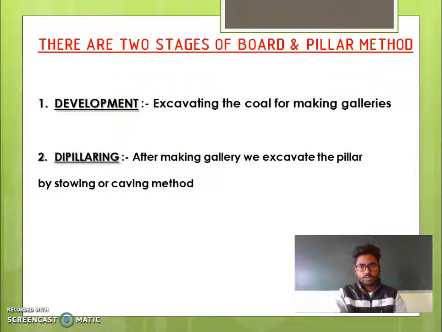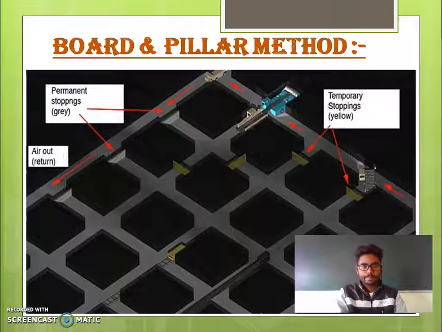There are two stages of the board and pillar method: development and depillaring. In development, we excavate the coal for making galleries. In depillaring, after making galleries, we excavate the pillars by stowing and caving method. This is the system diagram. As you can see, the board and pillar working and lifting.